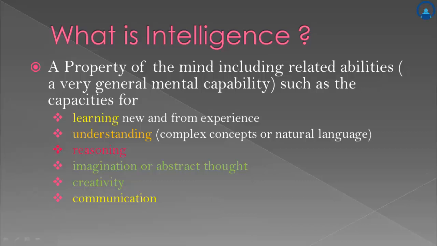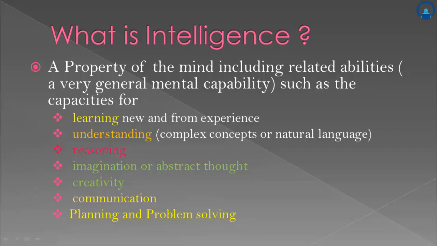Communication. When two people are talking with each other on any topic, you need to have your own intelligence to conduct your communication. You need to have the knowledge, you need to have the capacity, you need to have the mental capability to conduct your proper communication. Planning and problem solving. You have any problems, but you need to solve that. So you need to have the skill to plan and to solve that problem.